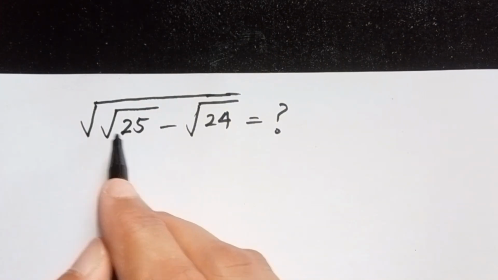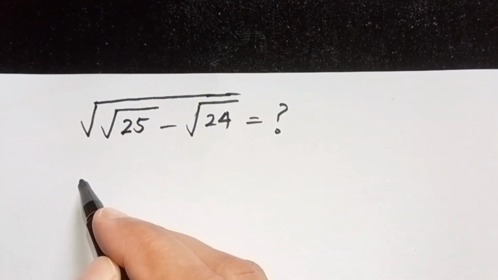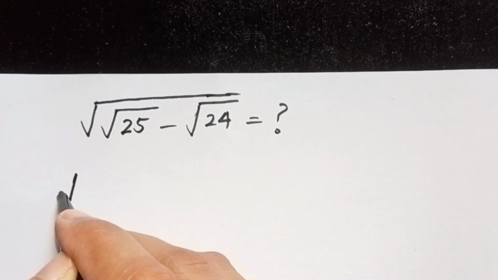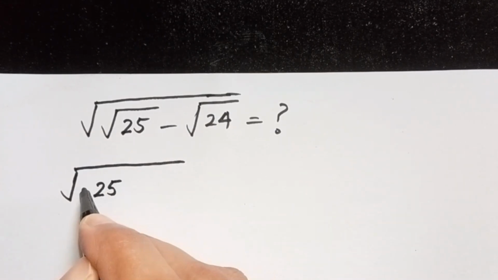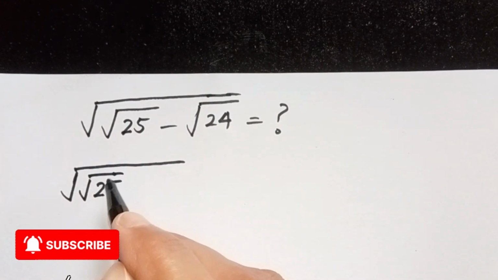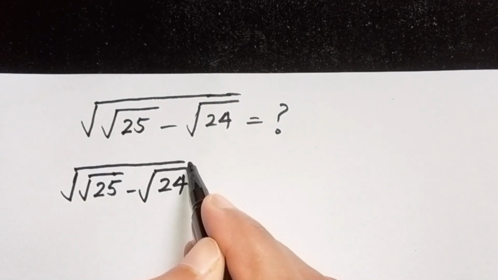Today's question is the square root of 25 minus the square root of 24, whole square root. We have to find out its value. So first of all, write down the question: square root of 25 minus square root of 24.